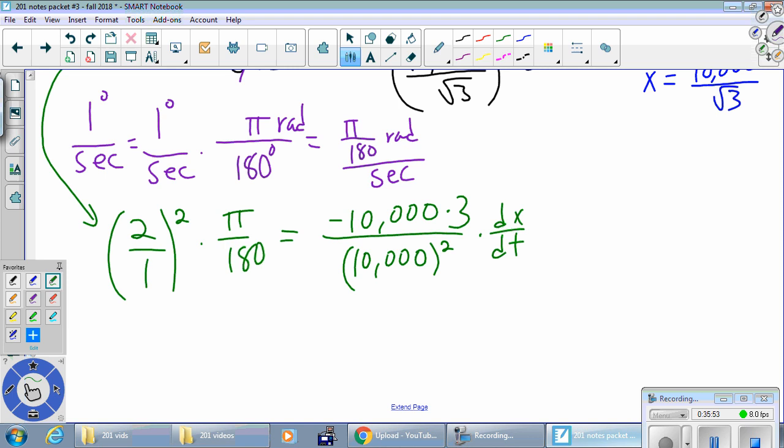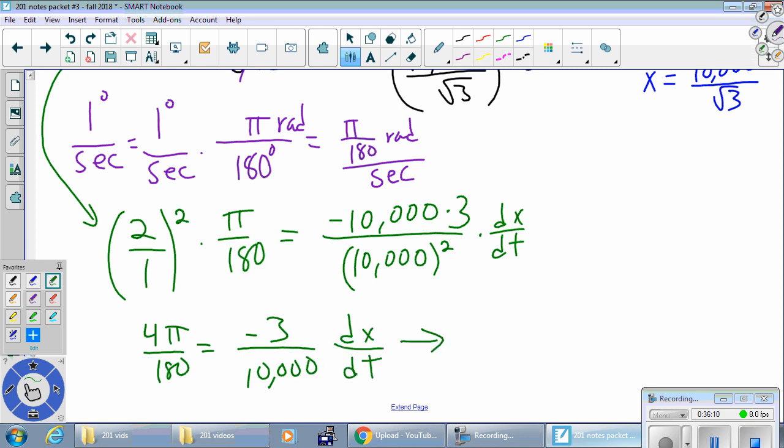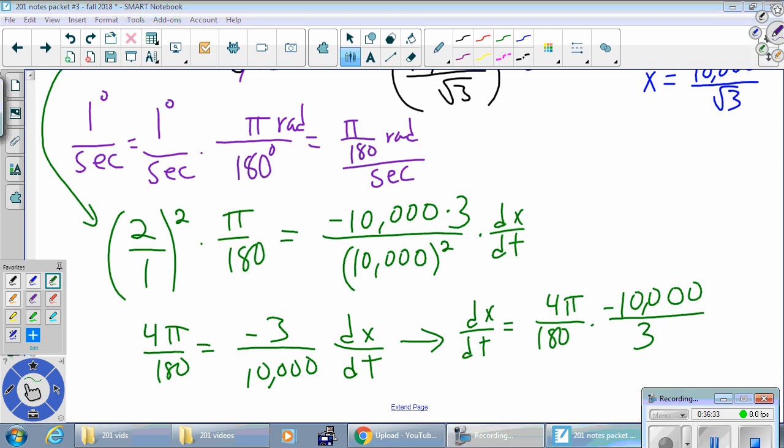Okay, almost done. Really hope we didn't make any mistakes here. Okay, so we got 4 pi over 180 equals, so one of those 10,000s cancels, so I see a negative 3 over 10,000 dx dt. And so solving for dx dt, we're going to multiply both sides by negative 10,000 over 3. So it was a 4 pi over 180. We're going to multiply by negative 10,000 divided by 3. Okay, and then we'll just reduce here a little bit.